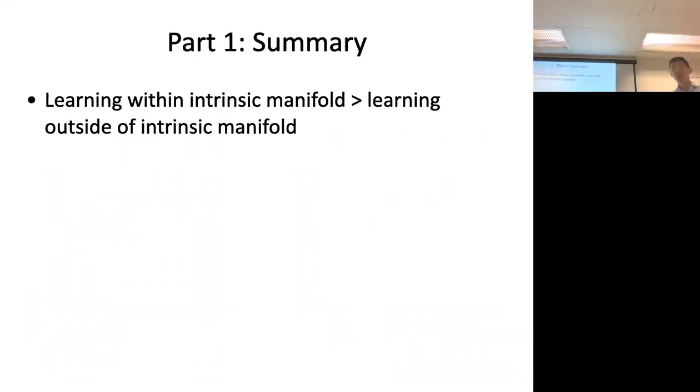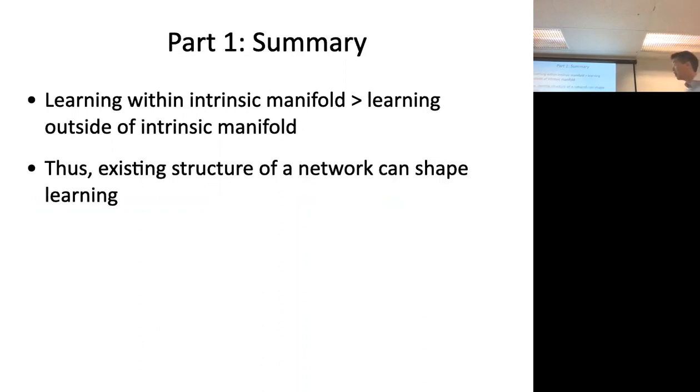Okay, so just to summarize the first part, we see more learning within the intrinsic manifold than outside the intrinsic manifold. And this implies that the existing structure of a network can shape learning, because the intrinsic manifold represents or arises from constraints imposed by the underlying network in terms of what the activity correlations are amongst the neurons.